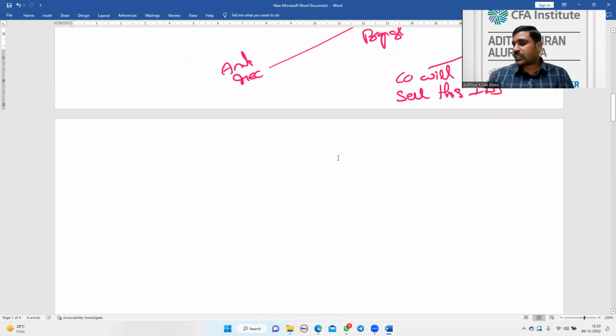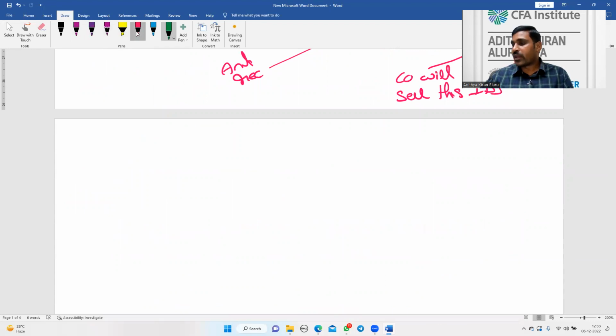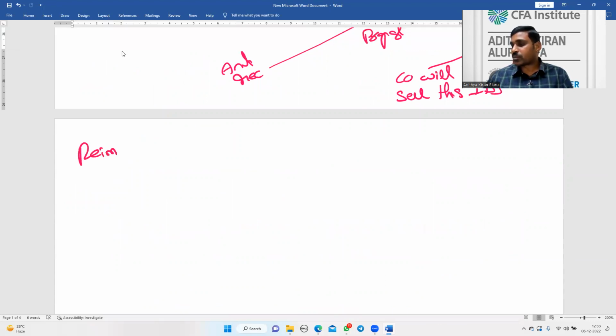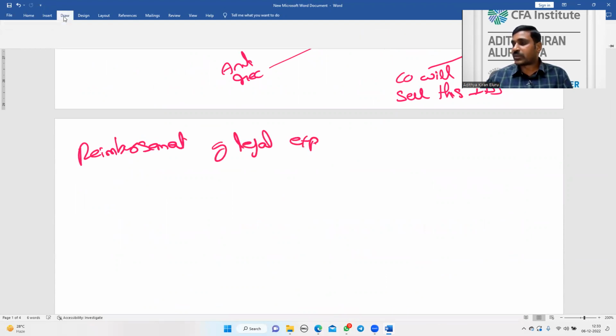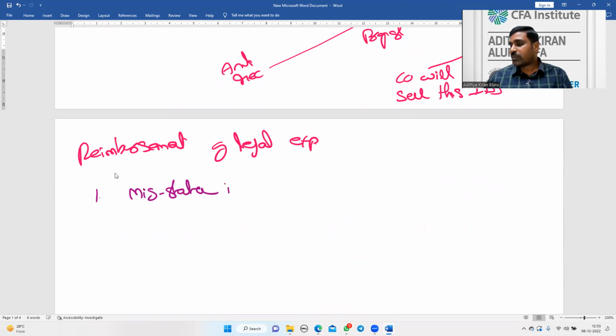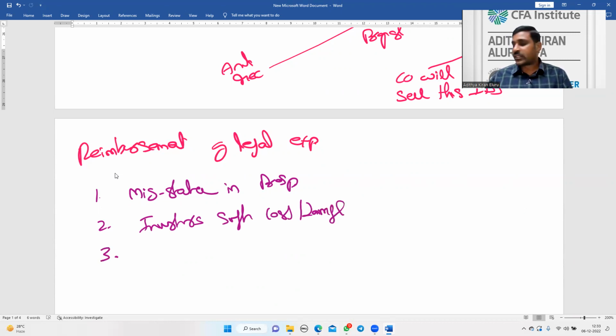What is that reimbursement of legal expenses? What are the amounts for reimbursement of legal expenses? First, there is a misstatement in the prospectus. Investors suffered loss or damage due to such misstatement.